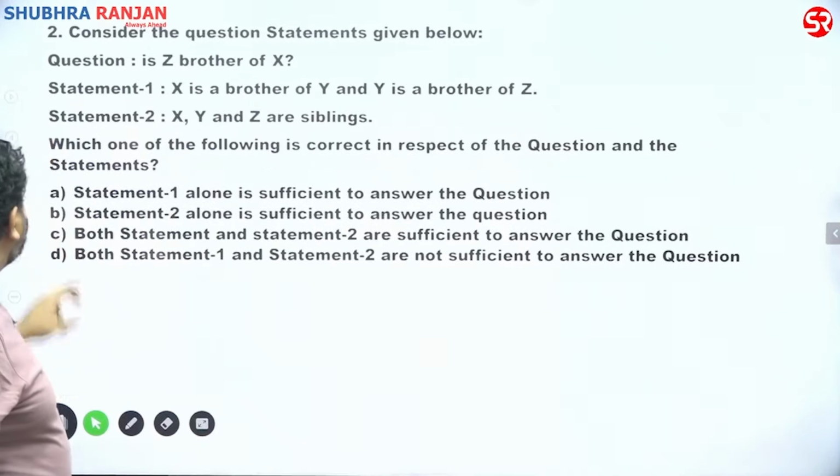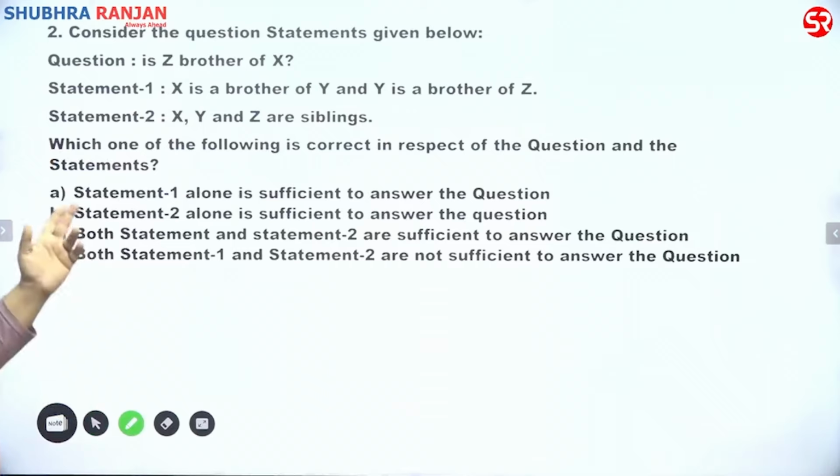Hai PPT na? Look. Consider the following. Tumhe kiya hua hai kya pehle? Have you done it? Abhi dekhte hi answer. Acha, okay, you have that assignment. Sorry.